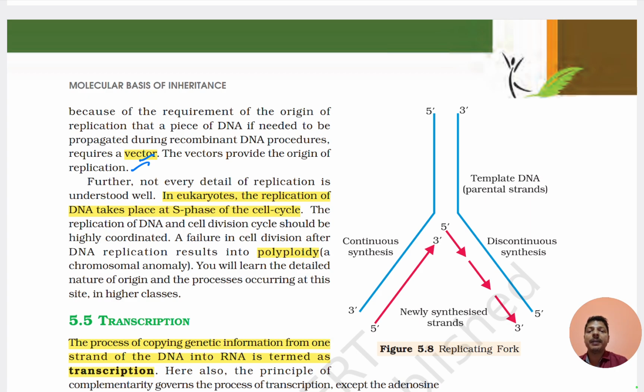In eukaryotes, the replication of the DNA takes place at the S phase of the cell cycle. The replication of DNA and the cell division cycle should be highly coordinated. A failure in cell division after DNA replication results in polyploidy. It is a chromosomal disability or anomaly.